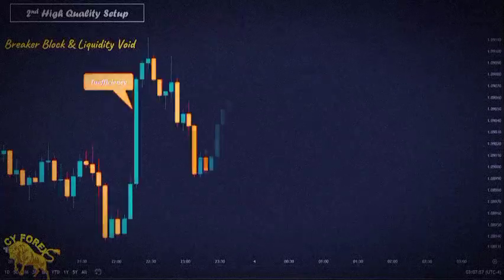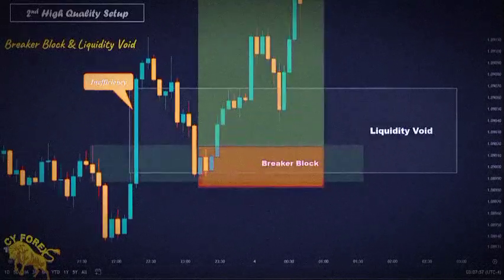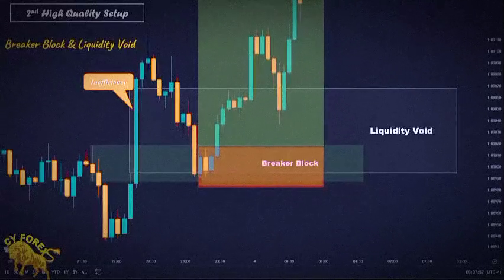The second high-quality setup occurs when a breaker block coincides with a significant liquidity void in the market. This typically happens when the price breaks the breaker block with inefficiency, leaving the breaker block area inside a gap. This scenario presents an excellent opportunity to execute buy or sell positions with a high probability of success.